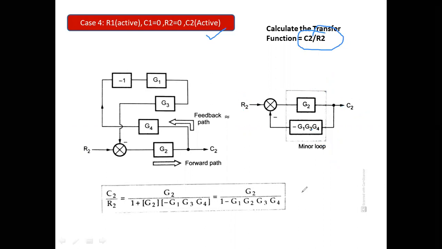We have to keep the value of R1 equal to 0. Fine. That we understood, that we have to deactivate this source. So R1 would be 0. Likewise, C1 is also 0. So we will put the value of C1 also 0, and only R2 and C2 would be in the picture. The only thing we have to do is to identify what actually the G(s) and what actually the H(s) is.